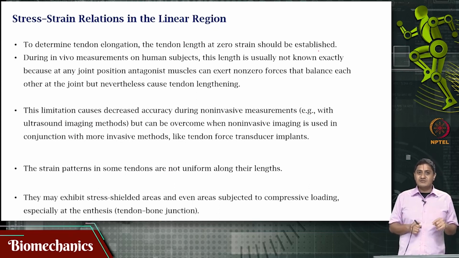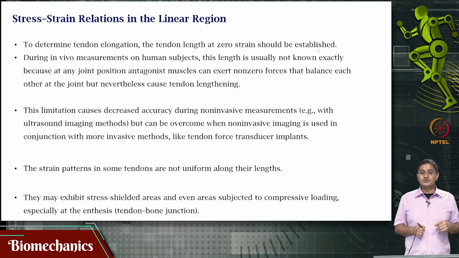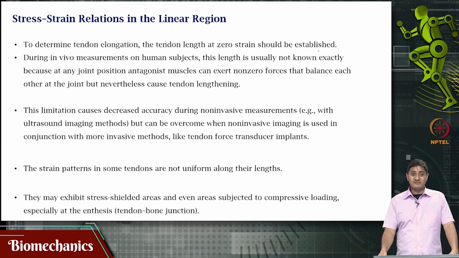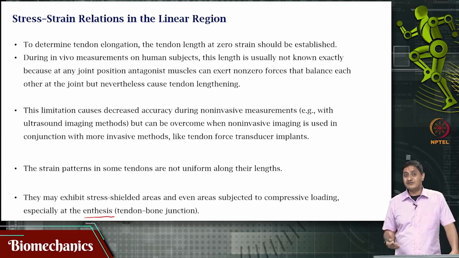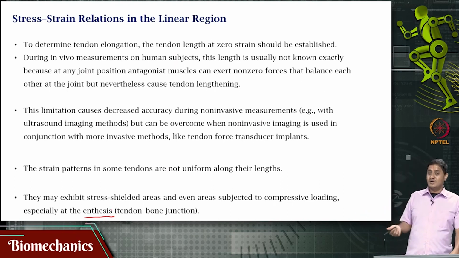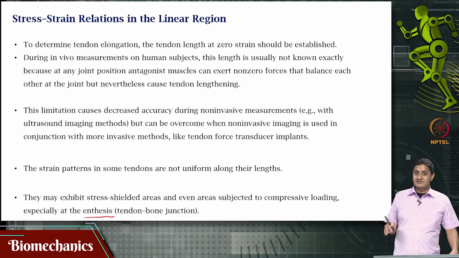Exactly which sample of the tendon you use for your testing also matters, because some of them may exhibit stress shielded areas, or some may be areas that are subjected to compressive loading. For example, the enthesis is the point at which the tendon connects to the bone, the junction of the tendon and bone. At these points, properties are likely to be very different from the rest of the tendon.